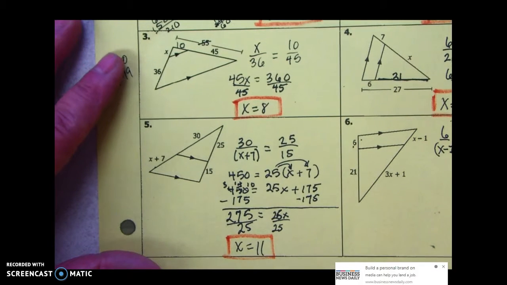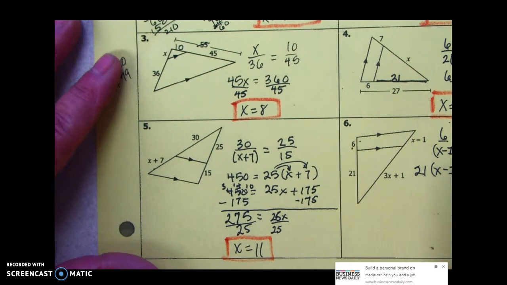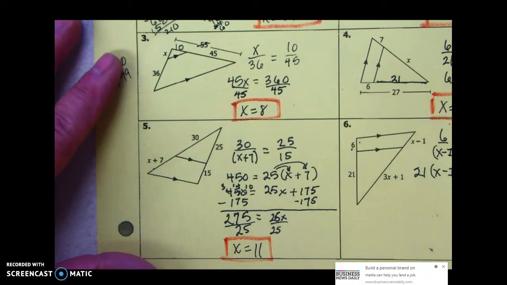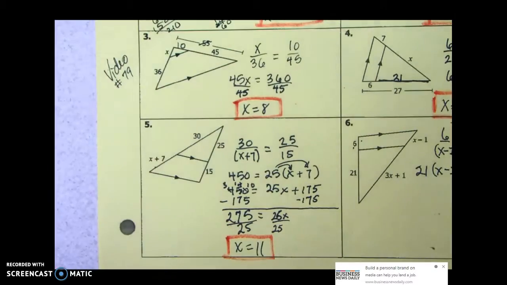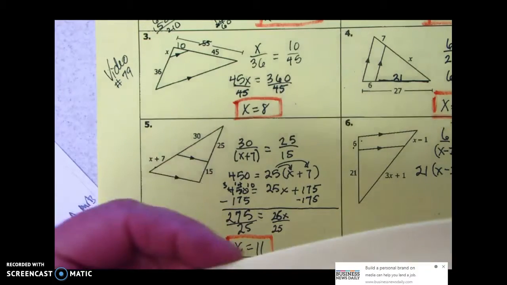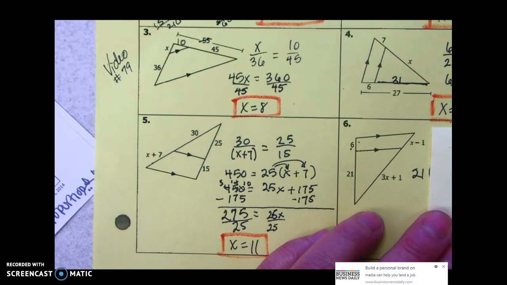Parentheses, and I'm going to have 21 times x minus 1 equals 6 times 3x plus 1. And cross multiply. Now, what I'm going to do is I'm going to stop there, and I'm just going to show you, if I set it up differently, the way I've been doing, would I get the same thing? So I'm going to cover that. And we're going to take a look at that.